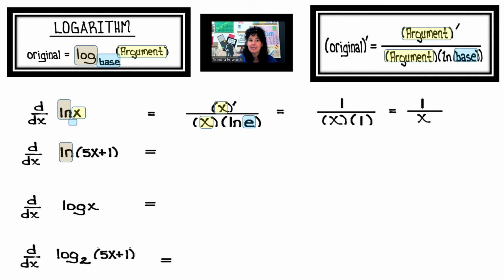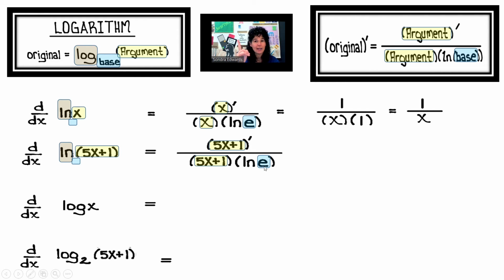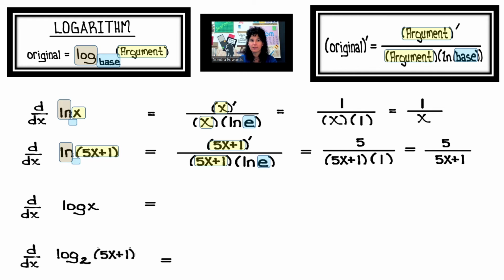Okay, next, the derivative of natural log of 5x plus 1. So there's my log, there's my argument, and then the base that is invisible on a natural logarithm is base e. So the argument goes in the bottom, the derivative of the argument in the numerator, and then the natural log of the base number there in the denominator as well. Okay, ln of e equals 1, and then the derivative of 5x plus 1 is just 5. Simplifying a tiny bit more, and there we have our derivative.